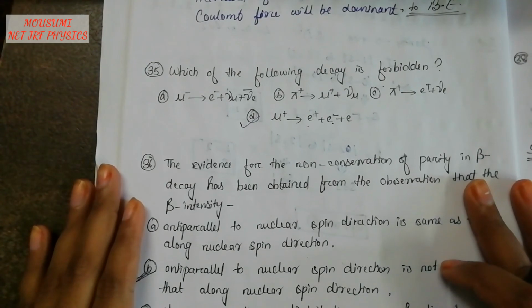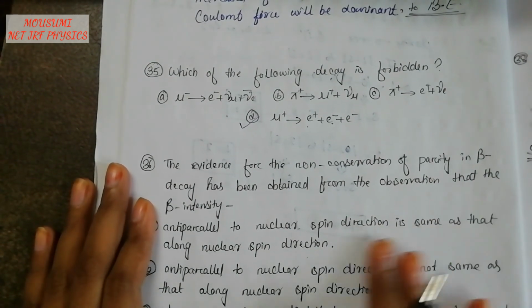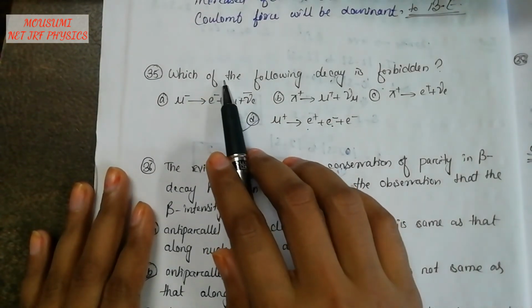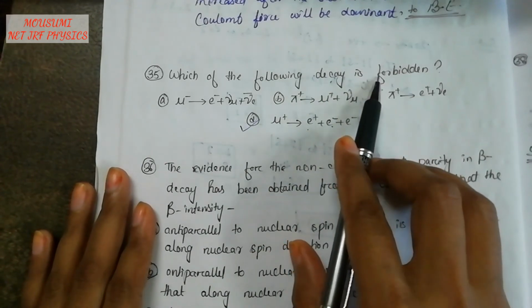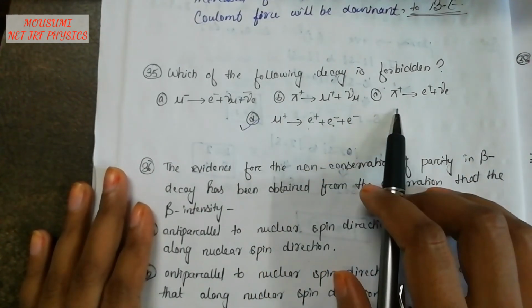So in this video we shall discuss the questions of GATE, and all the questions are of nuclear and particle physics. So now let's start with the first question. What we have here is the following decay processes. We have 4 decay processes here, and we have to choose the one which is forbidden.